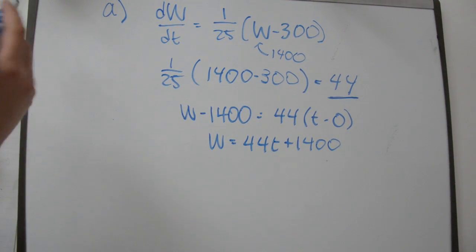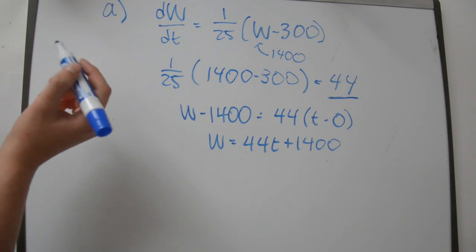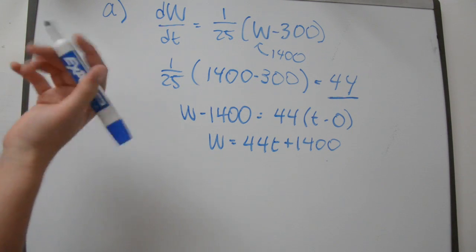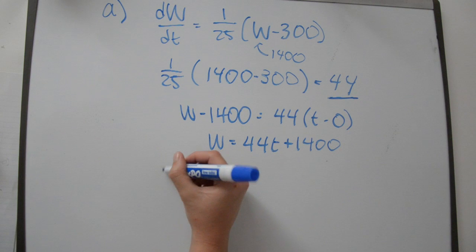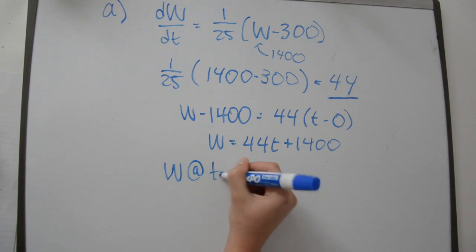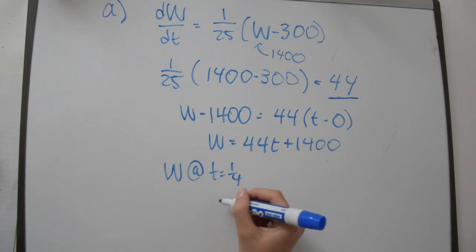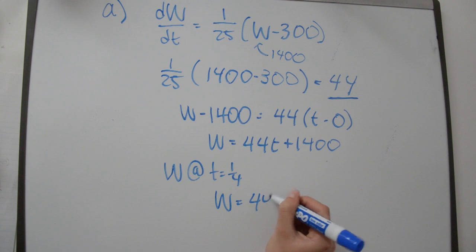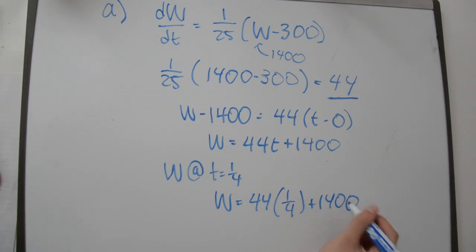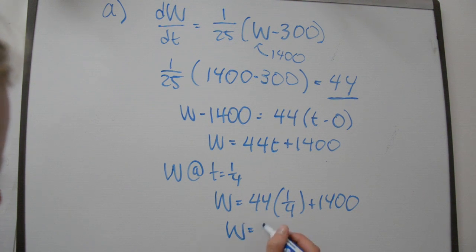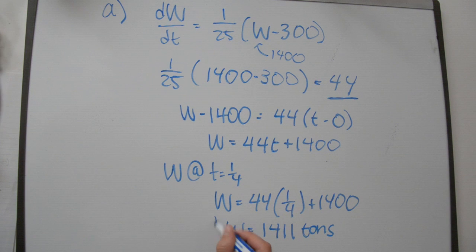What you're trying to find for the problem itself is the amount of waste at t equals 1/4. So to do that, you want to plug t equals 1/4 into this equation. So you just plug everything in. W equals 44 times 1/4 plus 1,400, which you eventually get equals 1,411 tons of solid waste, which is your answer to number 1, or A, sorry.